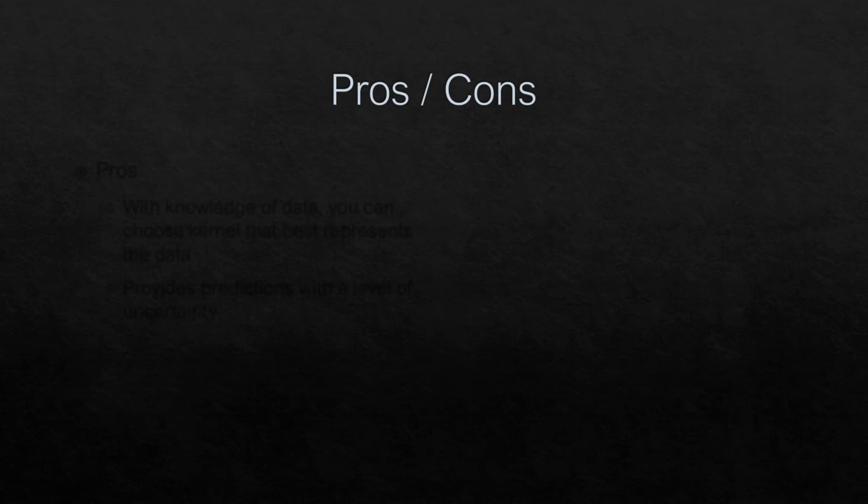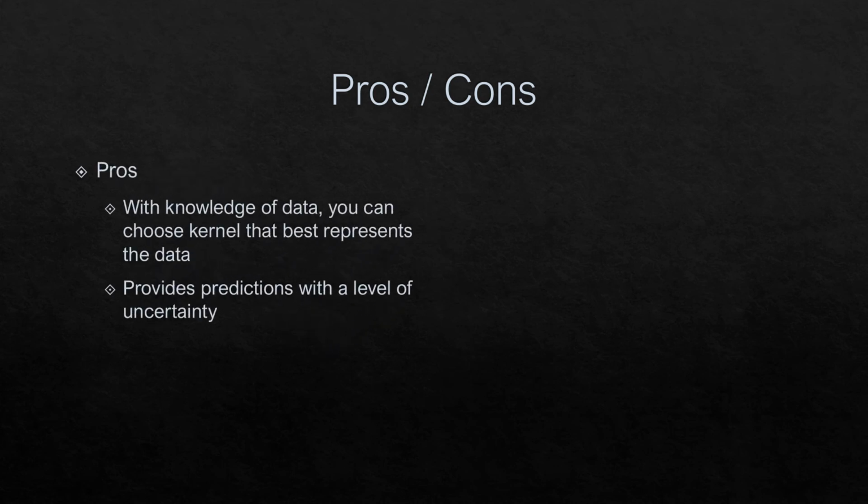Now, in summation, the Gaussian process is just a probability distribution over possible functions. What are the pros and the cons of the Gaussian process machine learning method? One big pro is that if you have knowledge of your data, you can choose whichever kernel best represents your data. If your data has seasonality in it, you can use your periodic kernel to define your covariance. If you know your data behaves more linearly, you can use a linear kernel. So you have all the freedom in the world to create your model.